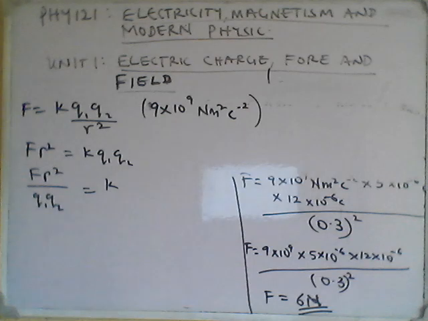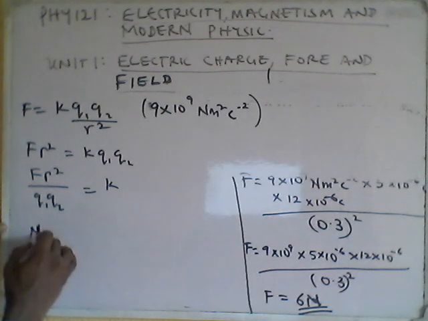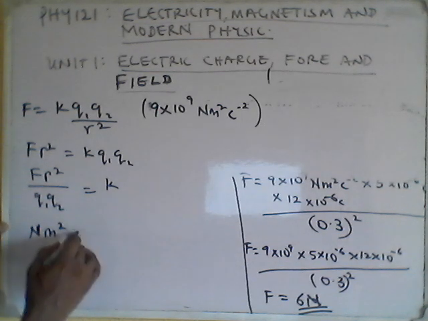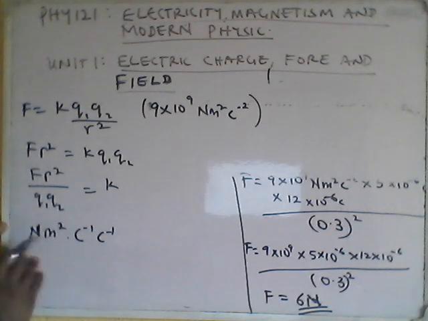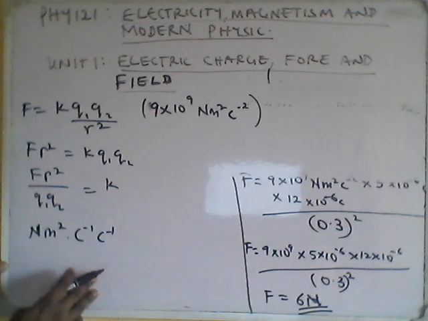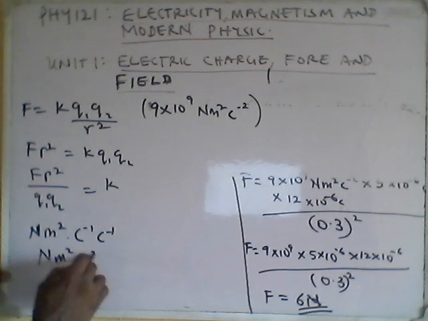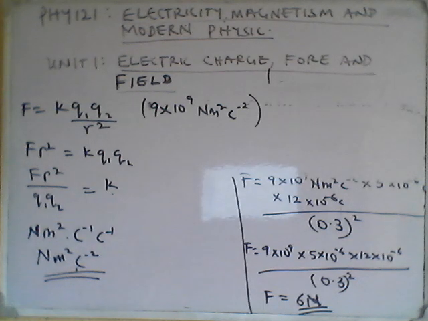Now by dimensioning, F is in Newton. You understand? R is in meters, so it's squared. And charge is in Coulomb. So I have two charges, Coulomb and another Coulomb. I'm writing it like this so that I make it linear. This one is supposed to be under here, but if it comes up, it will take this format. So finally, I'm getting N m square and C raised to the power minus 2. So this is the unit for the K in that expression.